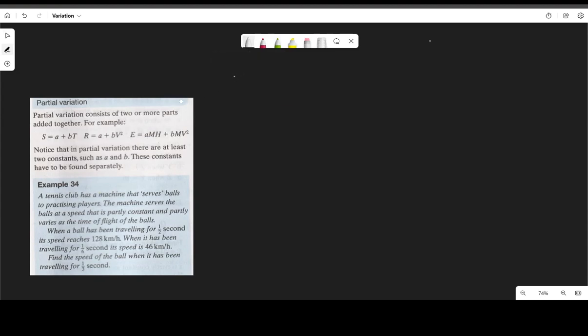Okay, here we look at partial variation. Partial variation consists of two or more parts added together. For example, it could be that S is partly constant. That is, if something is constant, it means it's equal to a constant A, for example. Or it could be that S partly varies with another variable T.